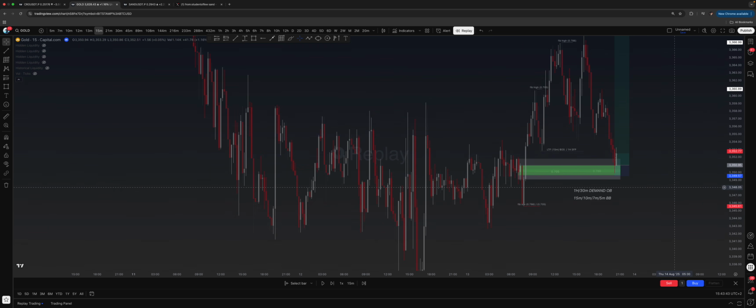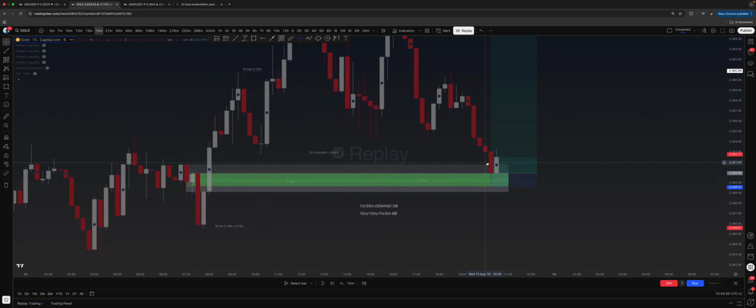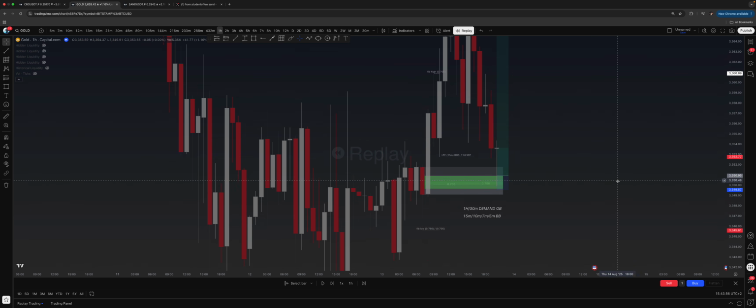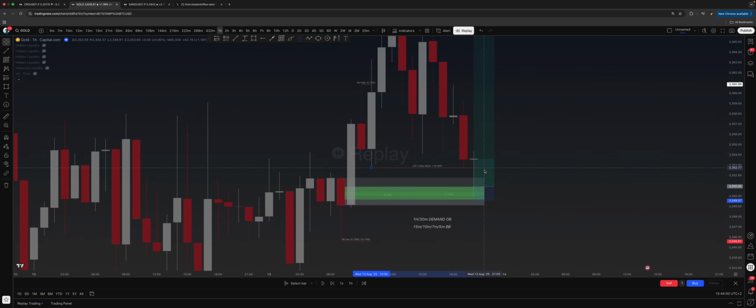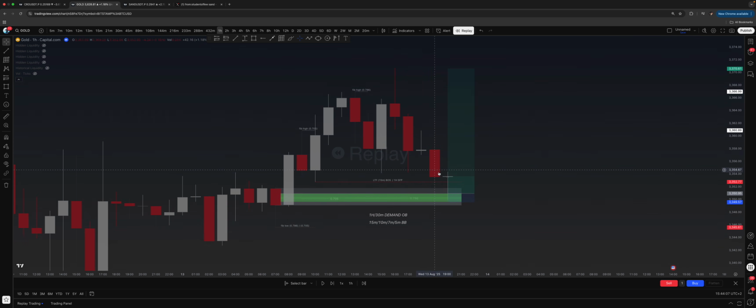Also, one thing I want to point out here is on the 15-minute, we had a break of structure here. As you can see, we're closing below, but as the whole level is inside a 1 hour demand order block, I always check the 1 hour then. And as you can see, we made a swing failure pattern here, giving me more confidence to hold the trade.